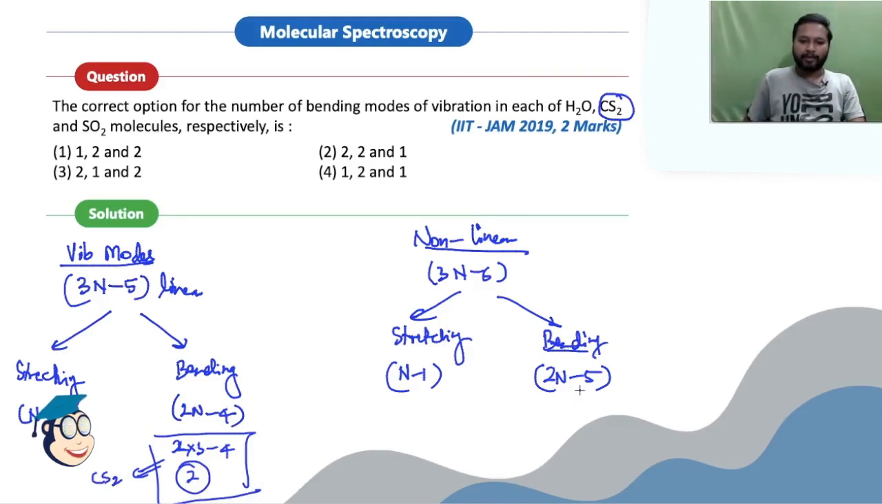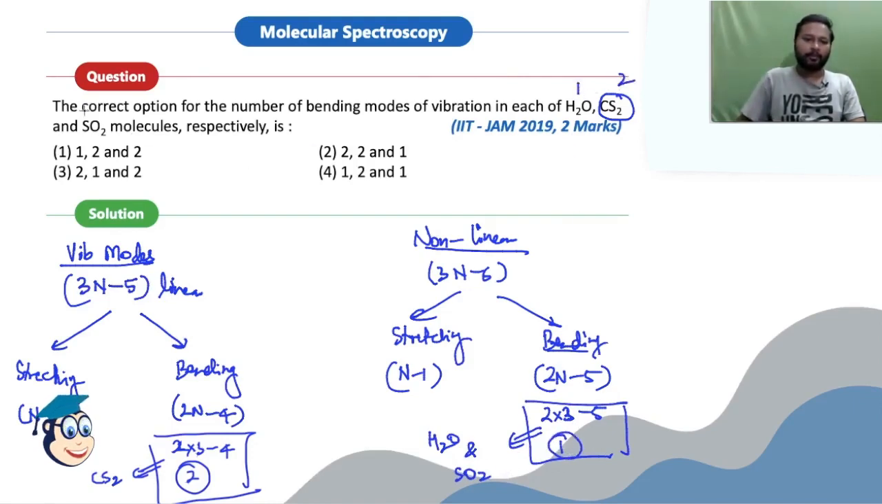Now talking about H2O and SO2, both of them also have 3 atoms, so the n value will be 3. So 2 into 3 minus 5. 2 into 3 is 6, minus 5 is 1. So whatever you calculated, you calculated for H2O and SO2 both. For both of them, you will have 1 bending mode. So the answer will be 1, 2, and 1. That means option number 4 is going to be the correct option. Now this is a very important formula.